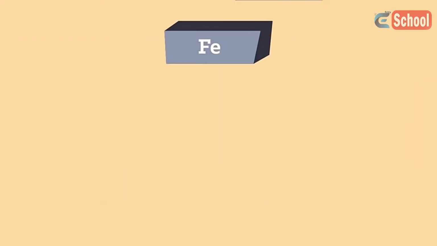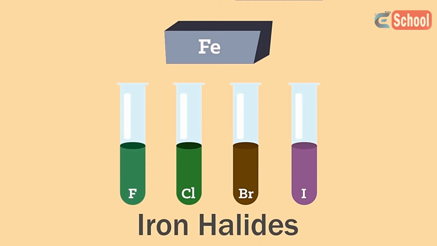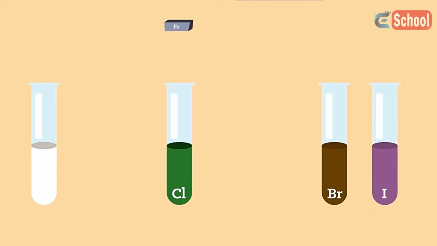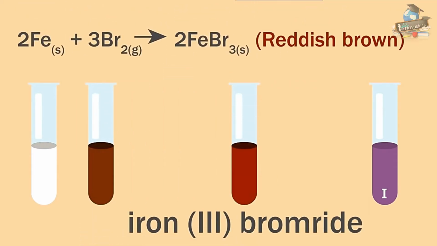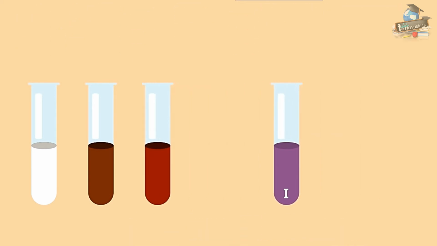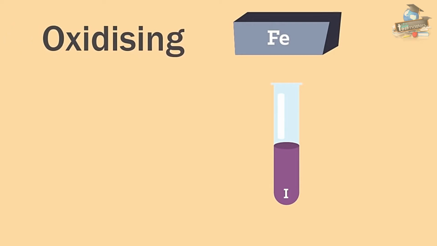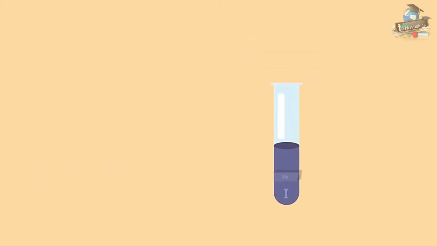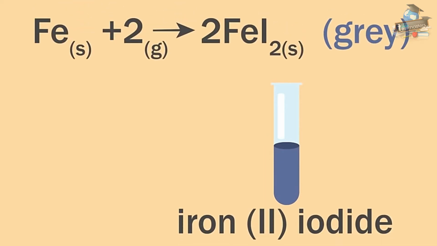Iron, when reacted with an excess of a halogen, that's fluorine, chlorine, bromine and iodine, produces iron halides. These have different colours as shown by the equations on the screen. The reaction with iodine is not so successful. This is because iron is very oxidizing and iodine is very reducing. They can be reacted directly, but this produces iron 2 iodide. The reaction again is shown on the screen.